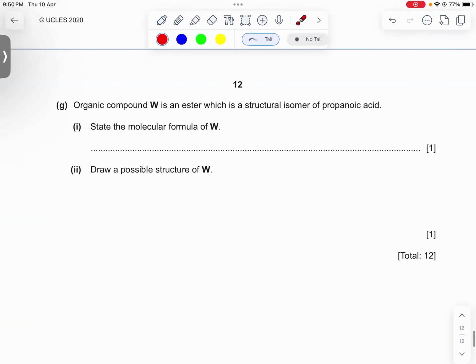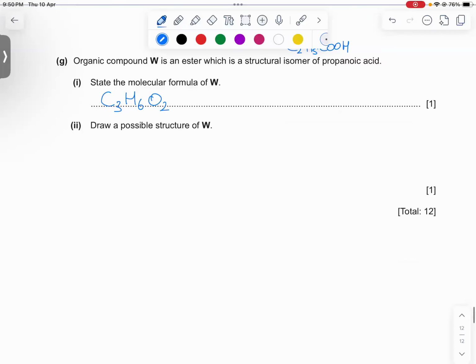Next question. Organic compound W is an ester which is a structural isomer of propanoic acid. State the molecular formula of W. Propanoic acid's molecular formula is the same as the molecular formula of W. Why? Because they're isomers, so they should have the same molecular formula. So propanoic acid we've written as C2H5COOH, right? This is propanoic acid. So the molecular formula would be C3H6O2. That is the molecular formula.